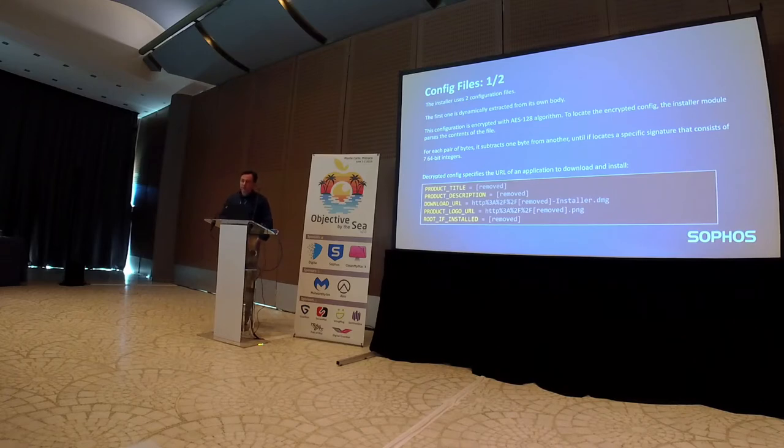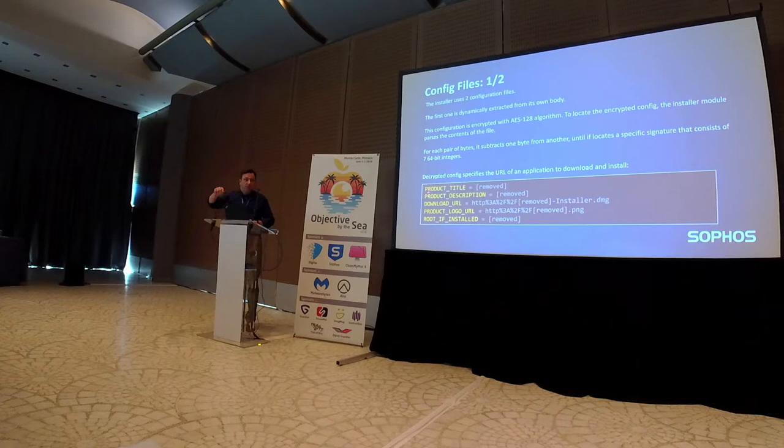Configuration files. There are two types of configuration files. One is dynamically extracted from its own body, and that configuration is encrypted with the AES 128 algorithm. To locate the actual encrypted configuration file within its own body, it starts parsing the executable from the back up to the start, and for each two adjacent bytes, it calculates the difference between them and checks if that difference corresponds to a 7 64-bit integer. And if it finds it, then it says, okay, I found where that encrypted configuration file is stored, it lifts it, extracts the AES key from it, and decrypts it.